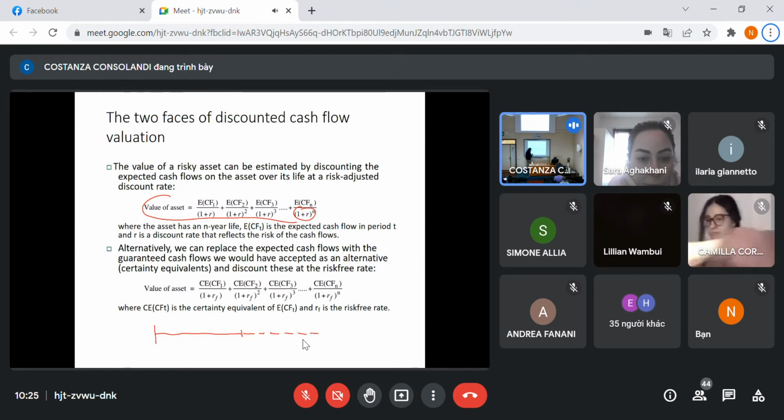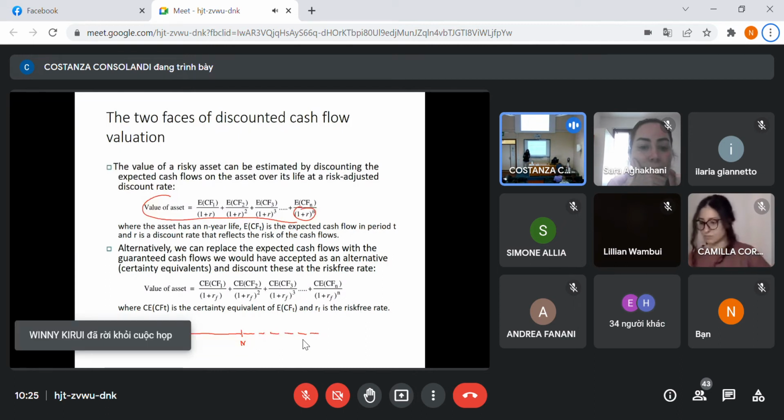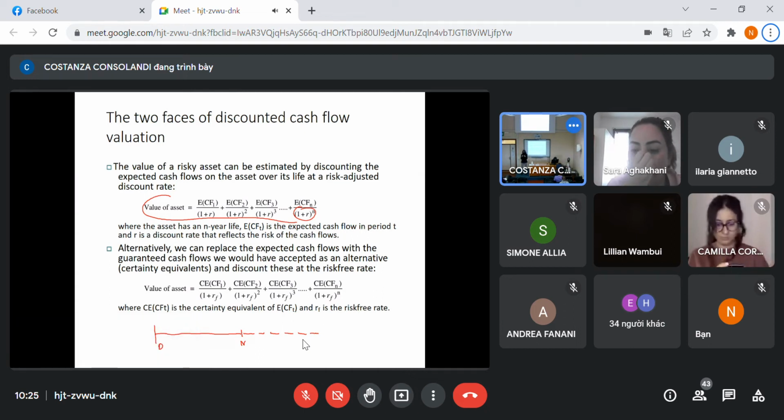So this is 0. This is N. And then we have the infinite, okay? So we divide the time horizon in 2 components. The analytical estimation period, which could be 5 years or maximum 10 years, because I have the ability to estimate a precise growth rate, and then from there to the infinite, okay?